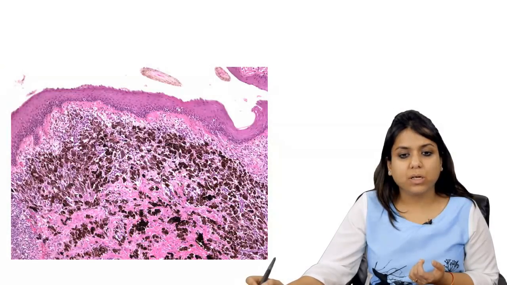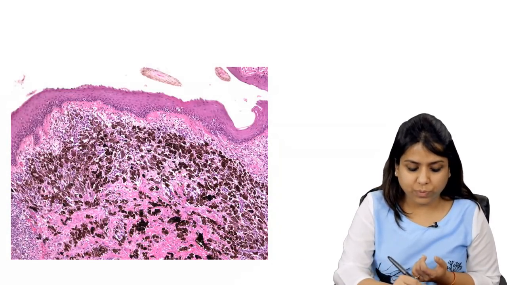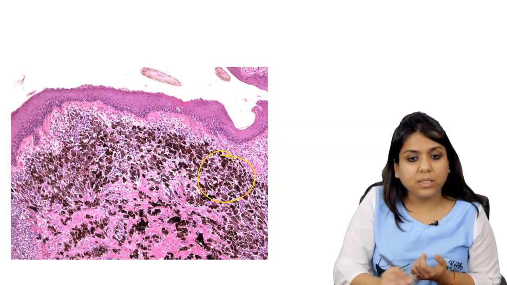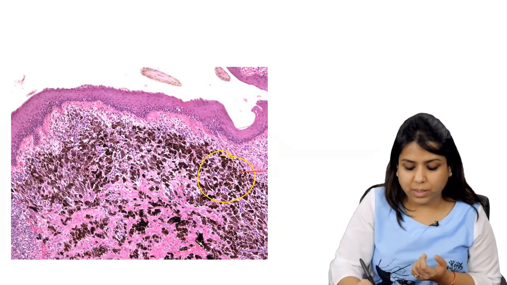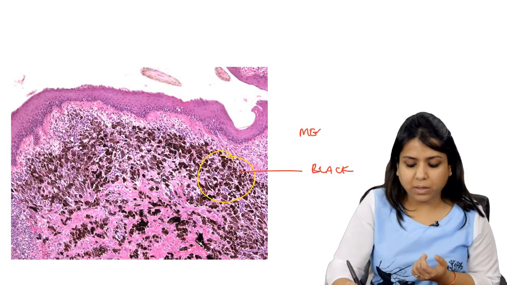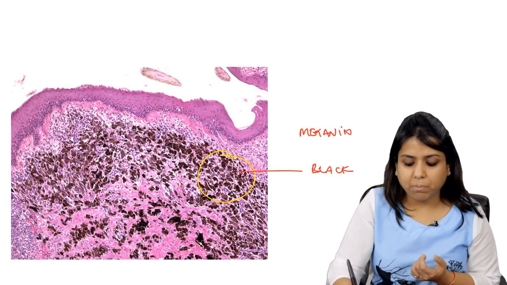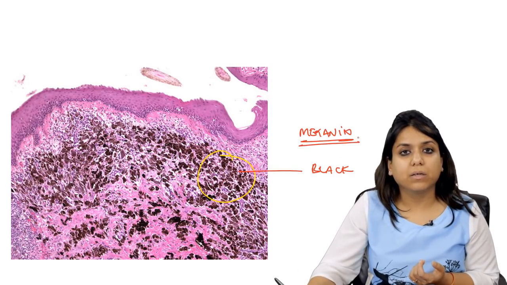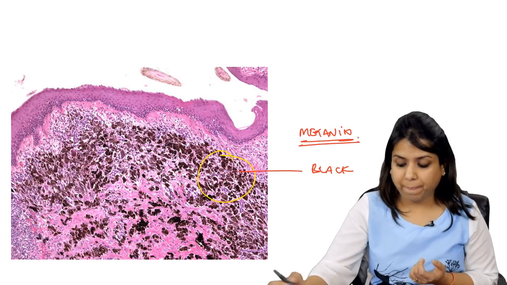Next image, students, the last pigment, the image of which can come in the exam. This image all of you can appreciate. It's a black colored pigment, and a black colored pigment is a melanin. So any black colored pigment is a melanin.